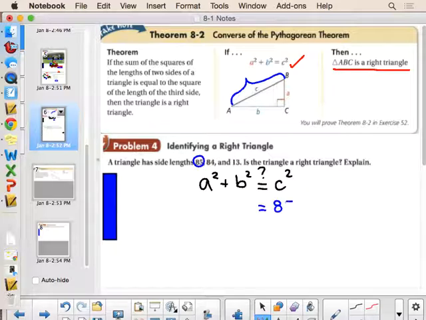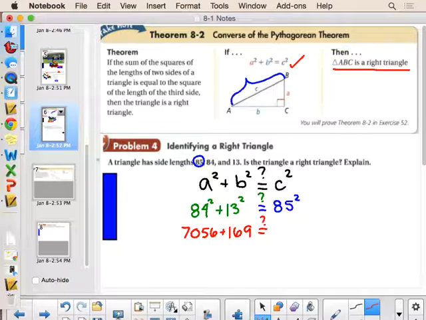Now, it does not matter which leg I use for a or b. So I'm going to do 84 squared plus 13 squared. And please remember, I'm still questioning whether or not this is true, so I'm still using this proper notation of questioning its equality. All right, so I start to solve. 84 squared is 7,056. 13 squared is 169.